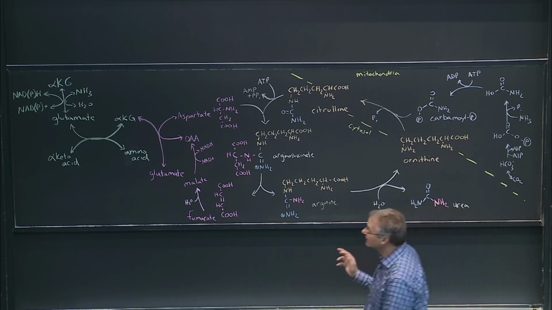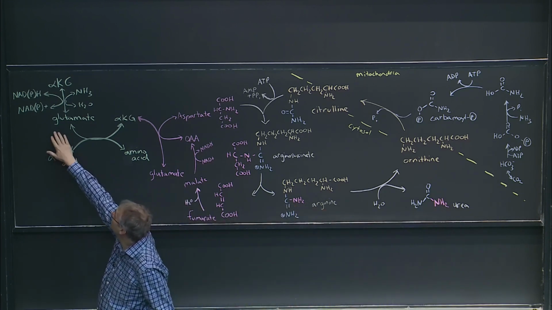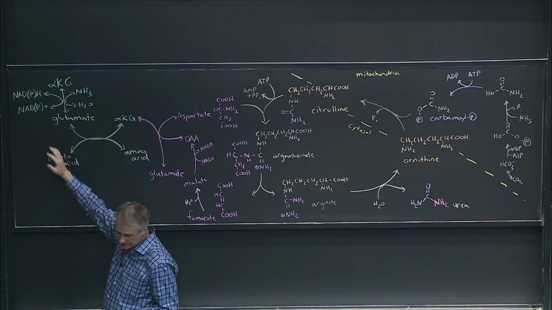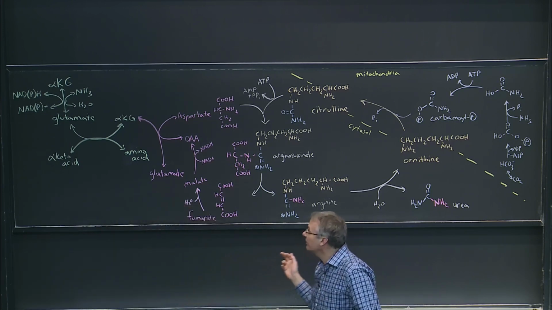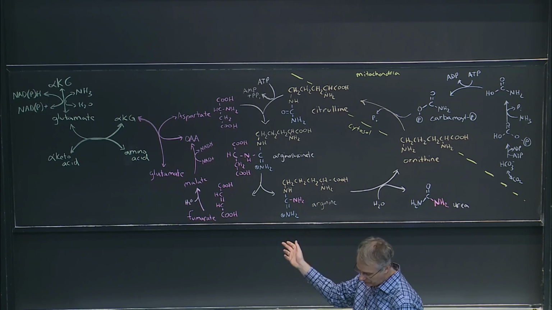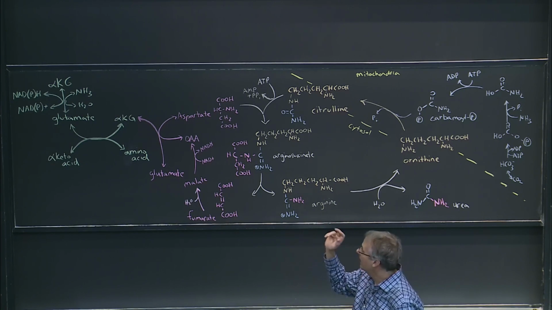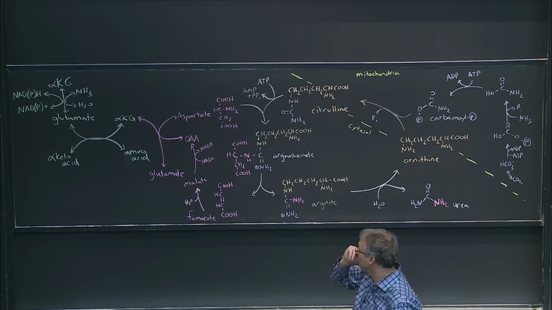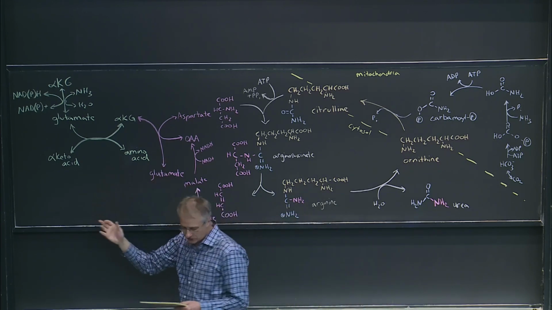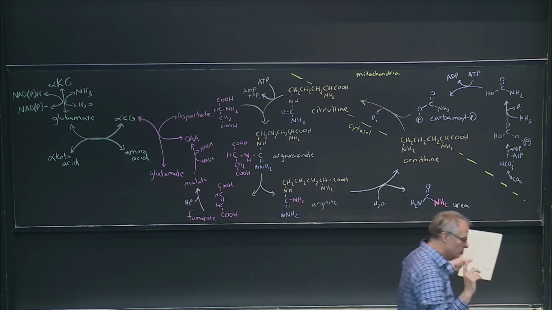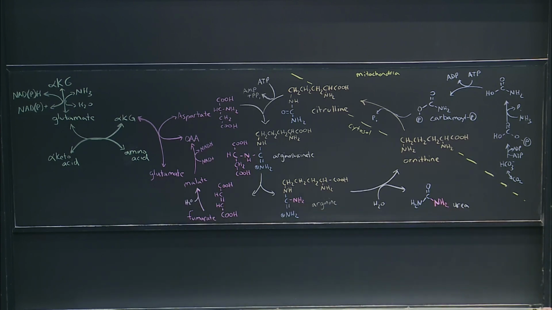I just want to re-stress that this glutamate dehydrogenase reaction is a really key reaction that is necessary to get nitrogen in and out of the system. And once you get nitrogen in and out of the system, you can then use these transamination reactions to move nitrogens around between amino acids and alpha-keto acids using pyridoxal phosphate, as we discussed last time.